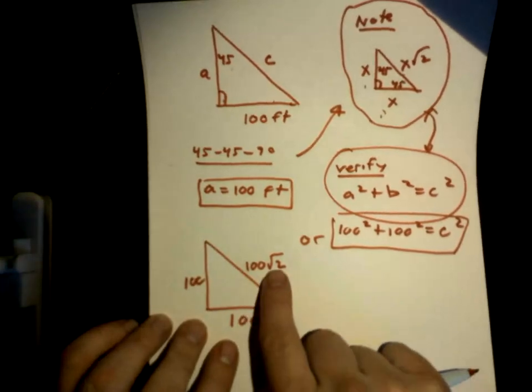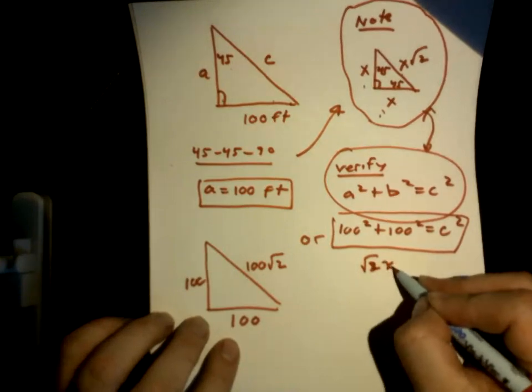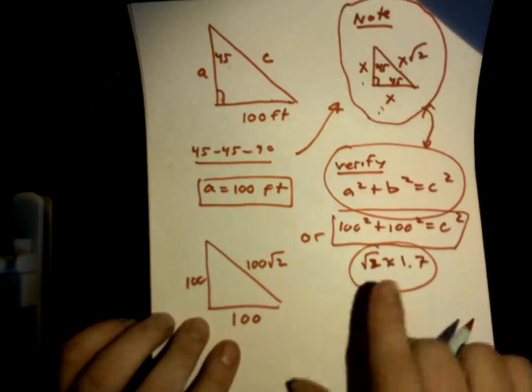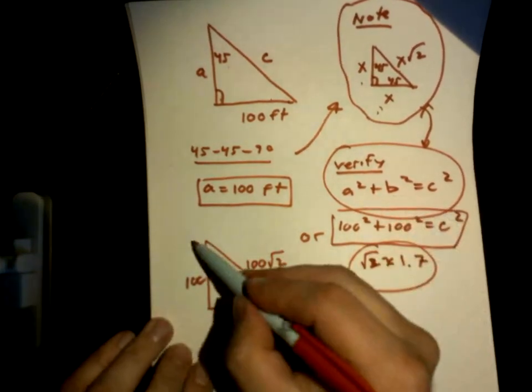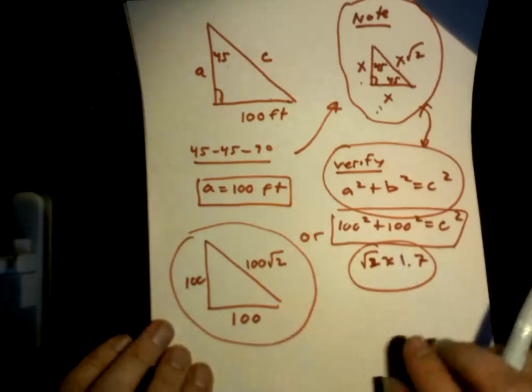Do I care what the square root of 2 is? No. The square root of 2 is about 1.4. I don't care. It's an irrational number. I don't care what that is. In a lot of math classes, this is fine. So here's what I'm going to do.